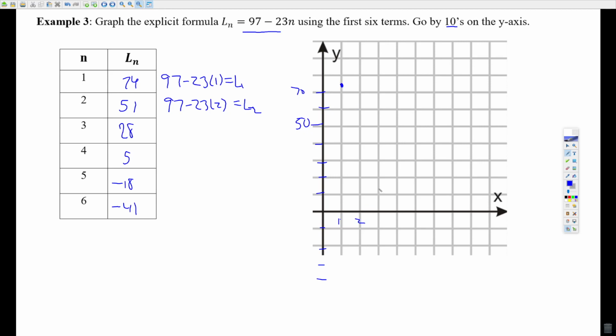At 2, it'd be 51, so right above it. At 3, it'd be 28, 10, 20, right below there. 4 would be 5. So this is 10 here. We'll go down about halfway. At 5, negative 18, so 10, 20, so negative 18 would be right about there. And 6, 10, 20, 30, 41 should be all the way down there somewhere. Down negative 40-ish. And again, we do not connect the dots. Make sure you're not doing that.